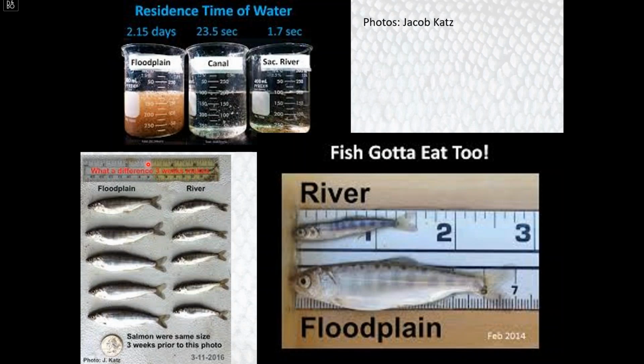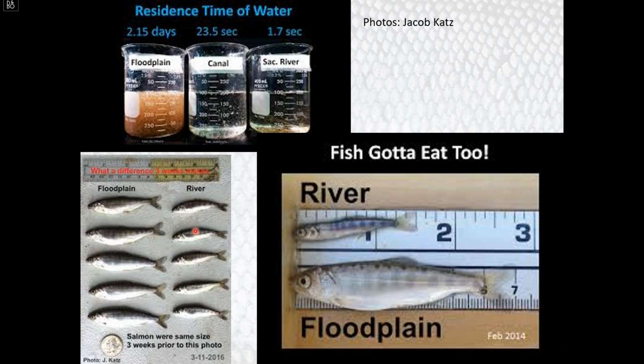And then real similar to the work Jacob Katz is doing down in Sacramento River. If you guys haven't seen this stuff, what he's doing is he's taking juvenile Chinook smolts, and they're all exactly the same size. They're from the hatchery. He puts them in rearing pens, some in the river, and then he calls it a floodplain, but it's basically a flooded rice field. And after 3 weeks, this is the difference in the size of the fish.